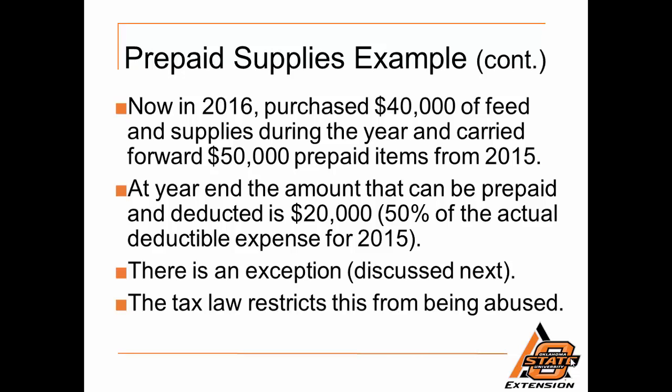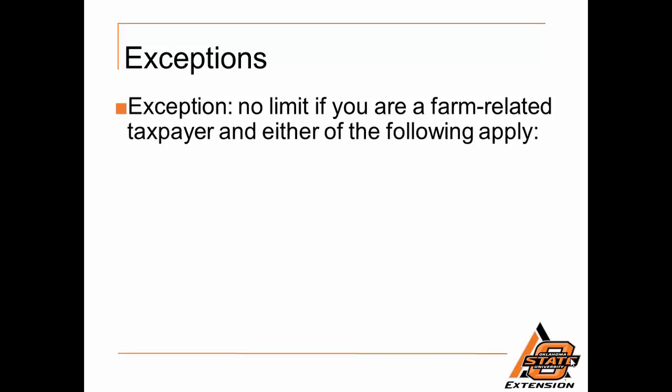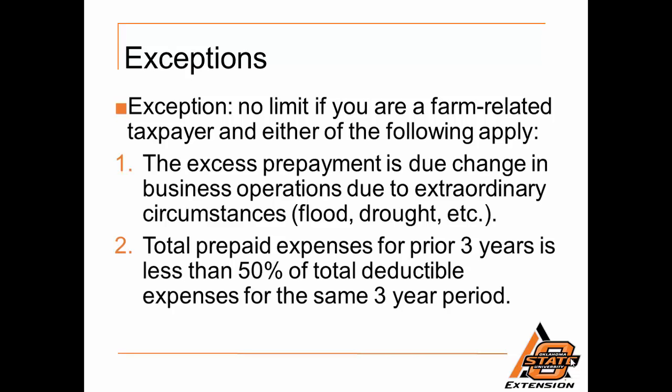There is an exception, and there are some tax laws that restrict this from being abused. So you've got to watch out for what's going on. The exception is this. If you are a farm-related taxpayer and either of the following rules apply, then that 50% limit goes away. If it's due to a change in business operations, due to extraordinary circumstances of flood, drought, fires, etc., then it goes away. Or if the total prepaid expenses for the prior 3 years is less than 50% of the total deductible expenses for that same 3-year period, then that goes away as well.